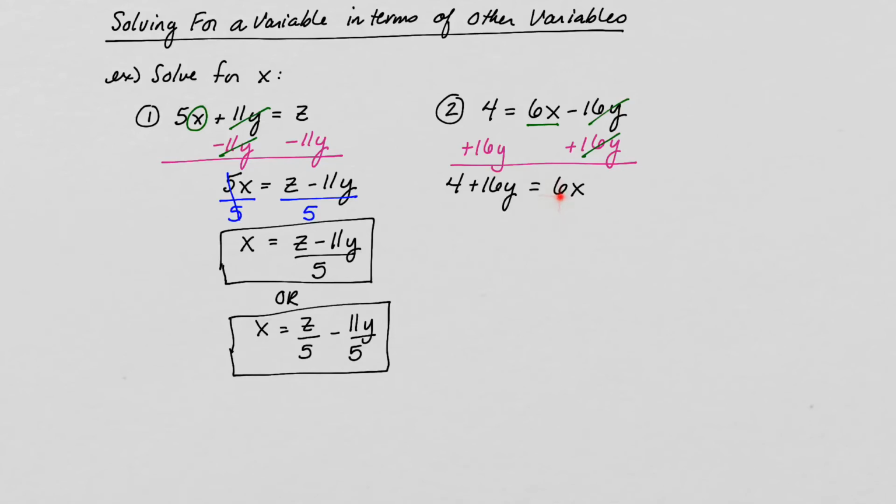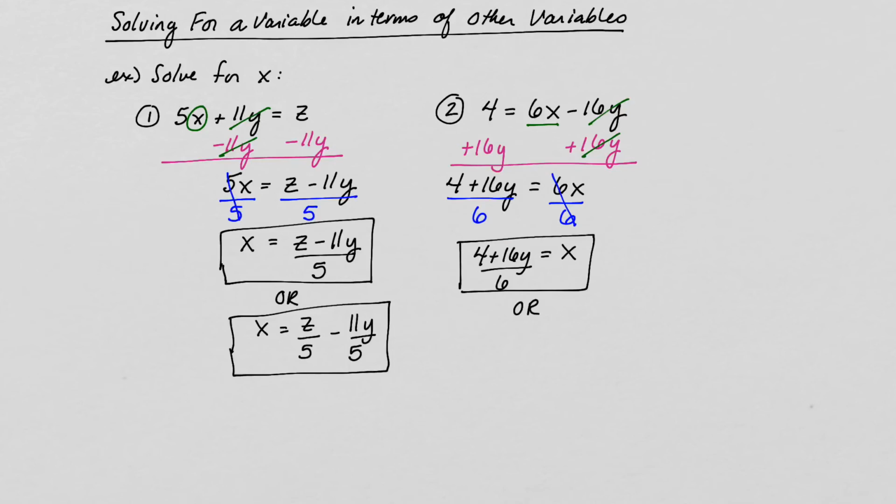And then if we look here, I have 6 times x, and I want to get the x all by itself, so I want to divide both sides by 6. So if I divide this side by 6, I'm also going to divide this side by 6. And so my final answer is going to be x equals 4 plus 16y divided by 6. And you can leave your answer that way.